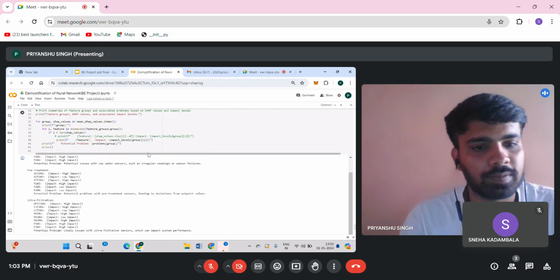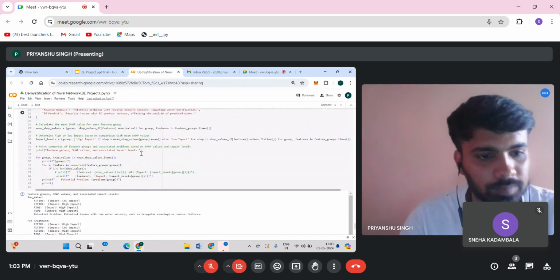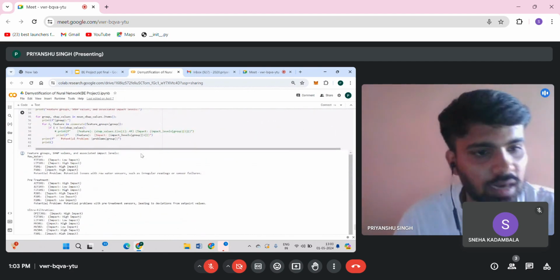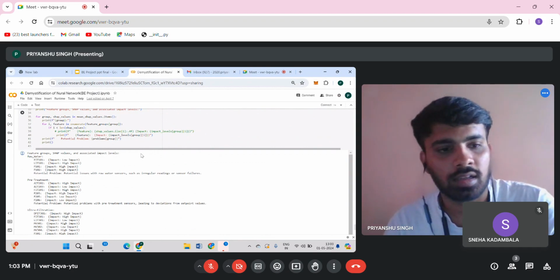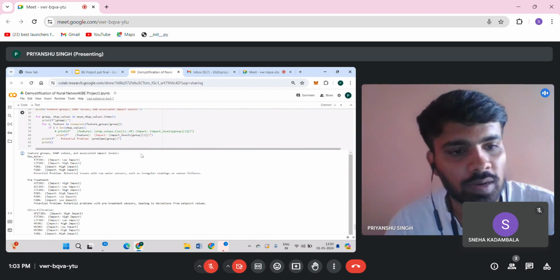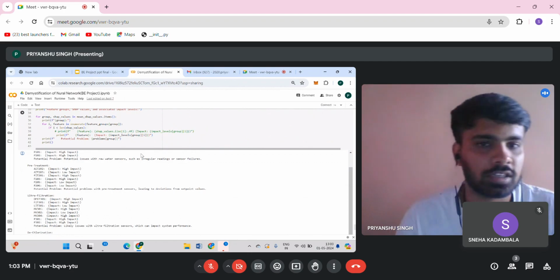So as we can see here, features of raw water, like FIT 101 and LIT 101, show how they are contributing to the model. That's all. Thank you everyone.